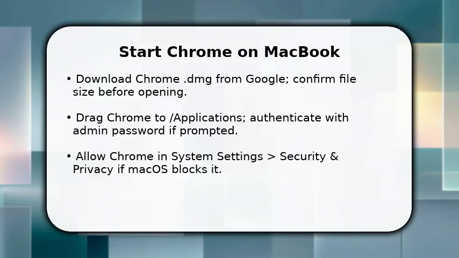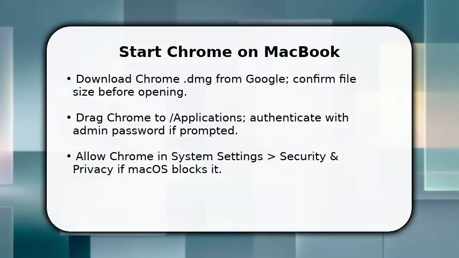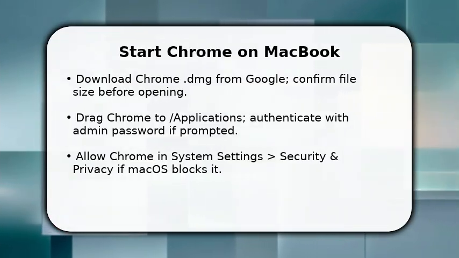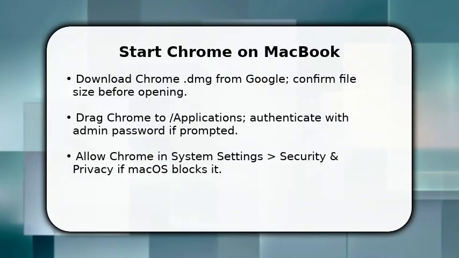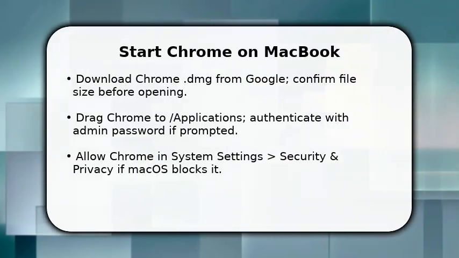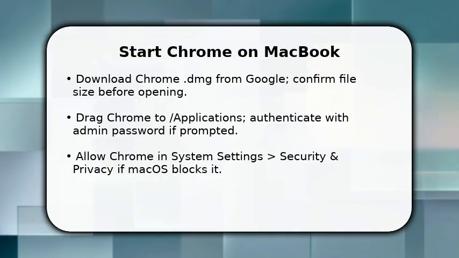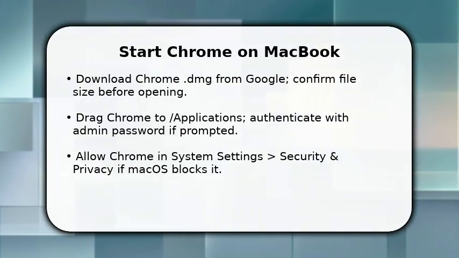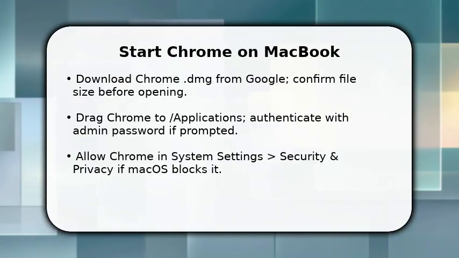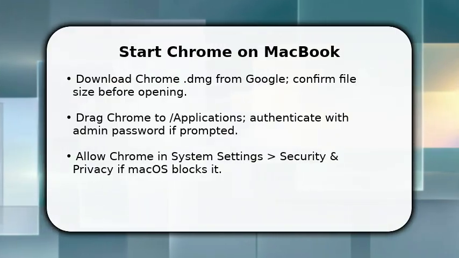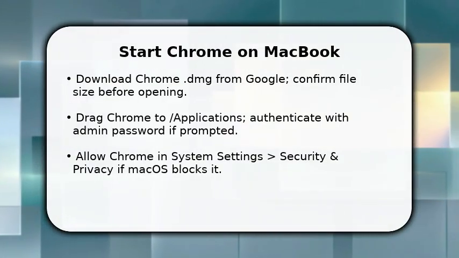You need an up-to-date Mac OS and an admin password. Once ready, download Chrome. Open the DMG and drag Chrome to Applications. This installs the app system-wide. If Mac OS warns it's from the web, go to System Settings, Security and Privacy and click Open anyway. Make sure you move the app, not run it from the mounted image.